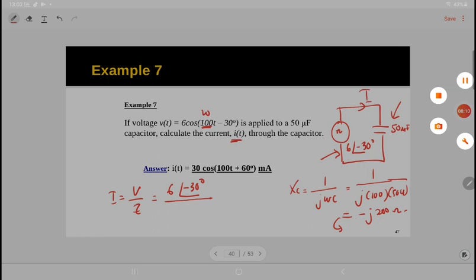So by using your calculator, you get 30 milli with a phase angle of 60 degrees. Alright, so if you convert this into the time domain again, we know this is your phasor value and this is your phase angle, so the frequency will remain the same. Therefore, in the time domain, your current will be given as 30 cos(100t + 60 degrees) milliampere.